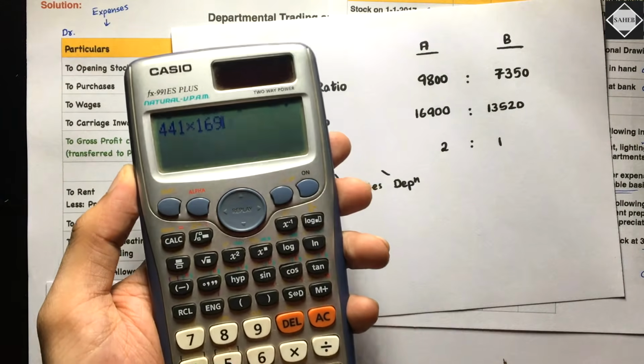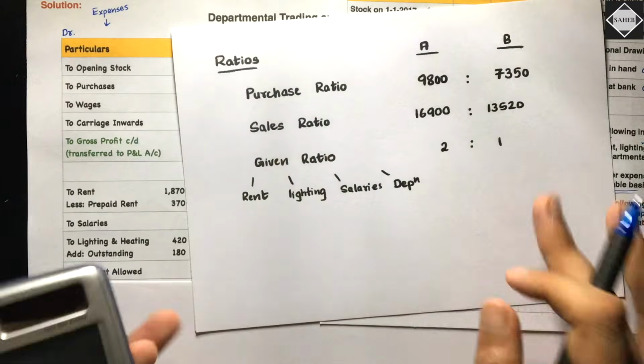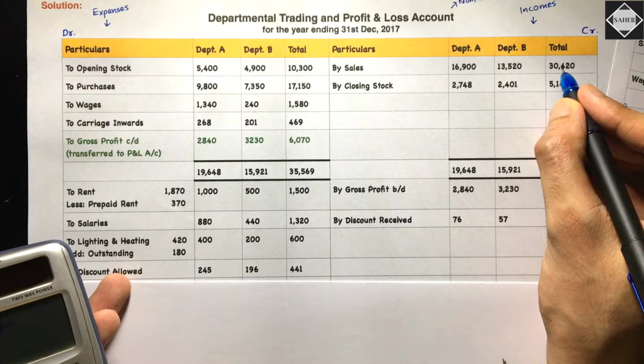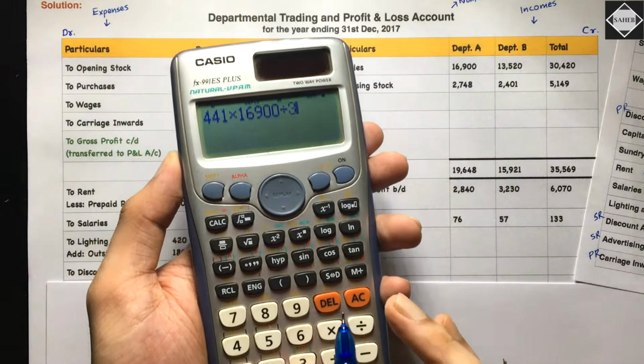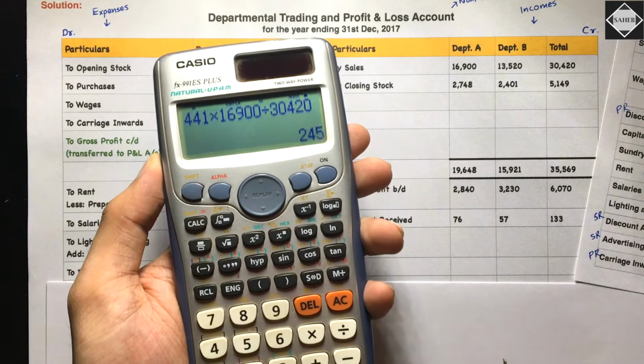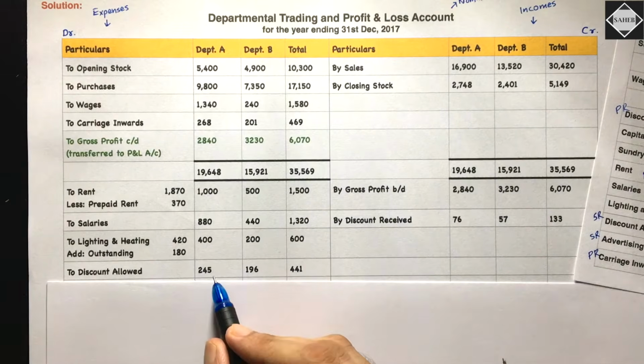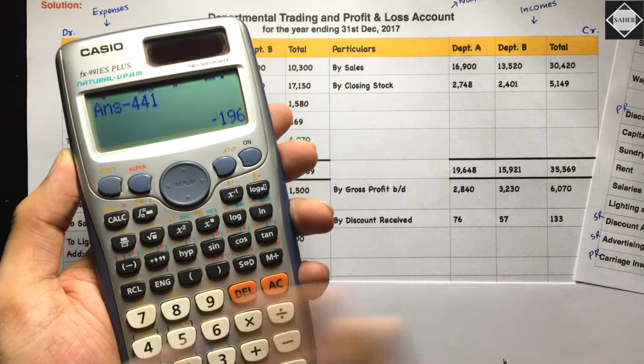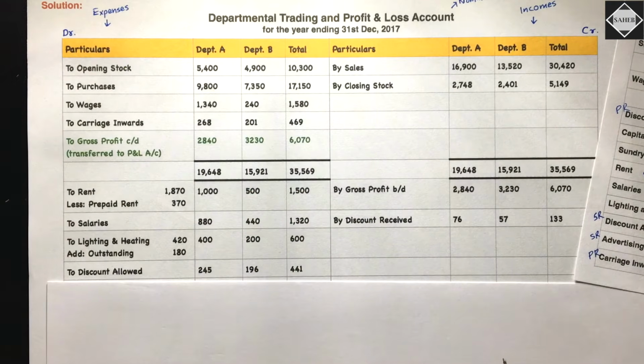16,900 for department A, divided by what? The total we have to take, isn't it? So sales we have over here, the total 30,420. So divided by 30,420, that is equal to 245. So 245 for department A, and for department B, the balance, you will do minus 441. The remaining 196 will be department B.